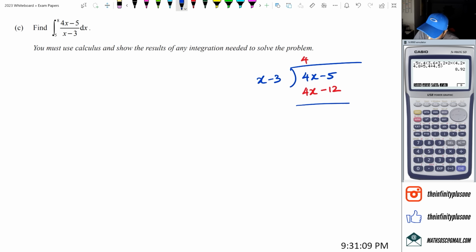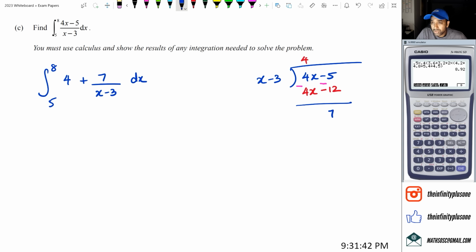4 times minus 3 is negative 12. And then I've got to subtract. So 4x minus 4x is 0. Negative 5 minus negative 12 is going to give me plus 7. So in other words, I could say that the integral from 8 to 5 of 4x minus 5 divided by x minus 3 is equal to 4 plus the remainder, which happens to be 7, over x minus 3, dx.